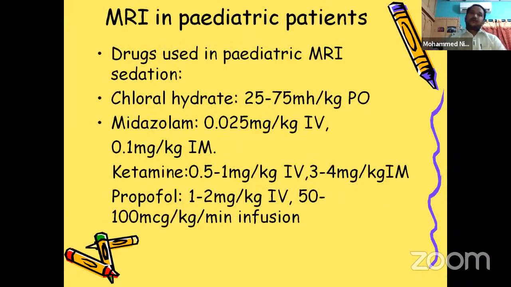Usually we are called outside for providing sedation to pediatric patients undergoing MRI. The drugs which are used are chloral hydrate per orally 25 to 75 milligram per kg, midazolam 0.025 milligram per kg IV or 0.1 mg per kg IM. Then ketamine, which is very commonly used, 0.5 to 1 mg per kg IV or 3 to 4 mg per kg IM. Then propofol 1 to 2 mg per kg IV, or you can use it as an infusion, 50 to 100 mcg per kg per minute IV infusion.